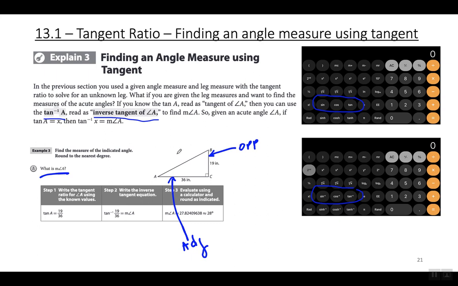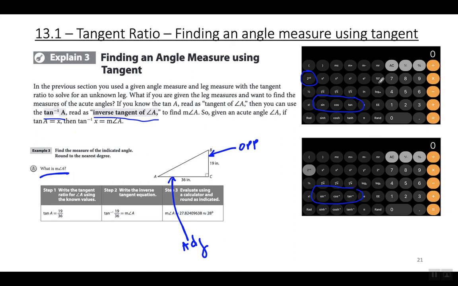Okay, so to find the measure of an angle, we need these buttons. And the way you're going to get these buttons is by first hitting this button right here that says second. When you hit it, notice that in my new calculator, it turns gray to show that you selected it. And now you got some new buttons.